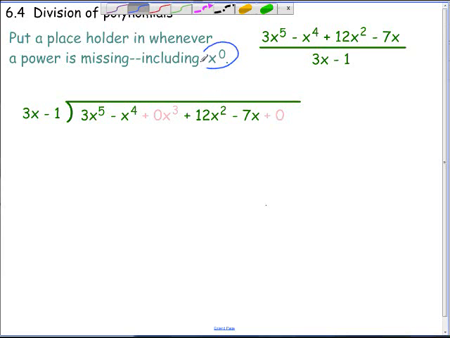X to the 0 needs a placeholder too. We already saw this in the previous one. I think it was the very first one we did. So we've got a couple placeholders here because our powers are 5, 4, skipping 3, put in the placeholder, 2, 1, skipping 0, put in a placeholder. I'll go through this one quickly and we will be done for this session.